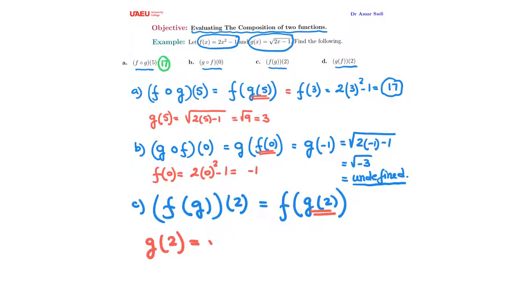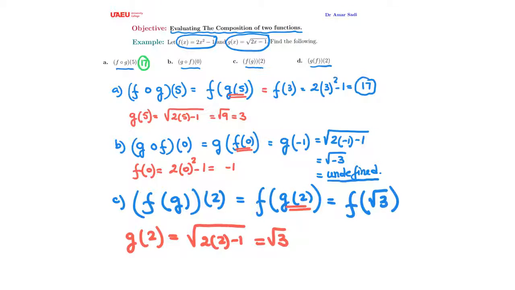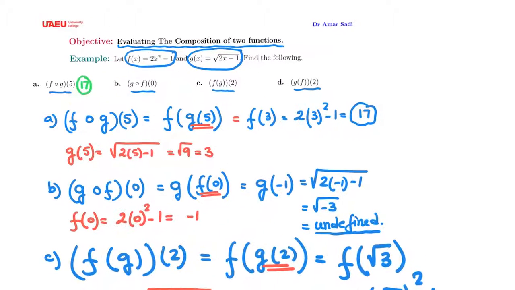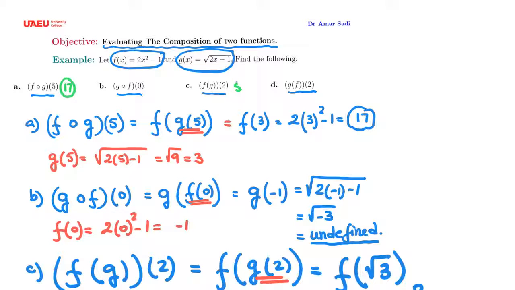G of 2 will be the square root of 2 times 2 minus 1. So it's square root of 3, which I need to use here. So it will be f of square root of 3. Now, f of square root of 3, that means 2 times square root of 3 squared minus 1. So it's 2 times square root of 3 squared is just 3, minus 1. So the answer of this will be 5. So this answer here is 5.